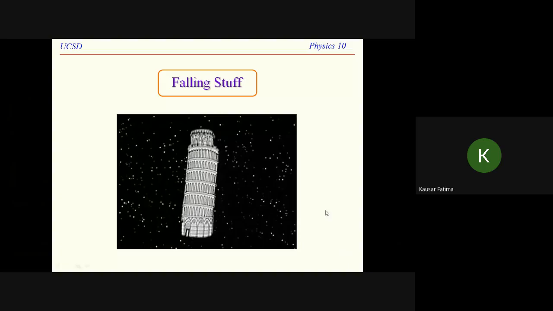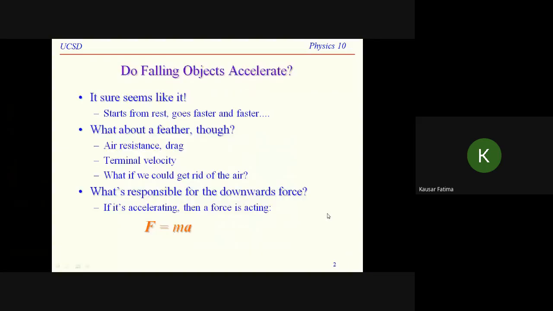So here this is the famous Tower of Pisa that actually became more famous due to the experiment carried out by Galileo to prove that all the objects, irrespective of their masses, accelerate at the same rate. Okay, so falling objects, do they accelerate? Yes. They start from rest and they become faster and faster.